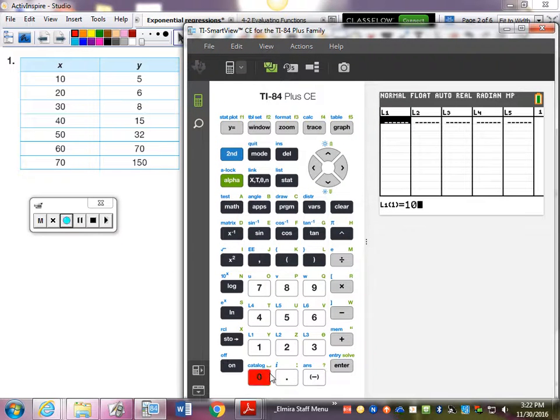Okay, so 10, 20, 30, 40, 50, 60, and 70. Then our y values go into L2.